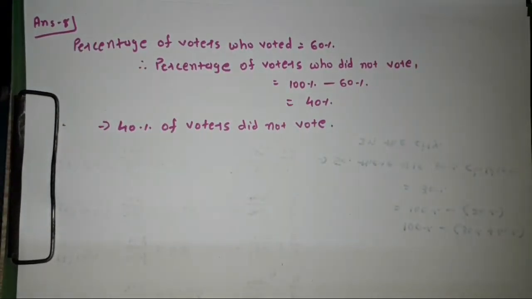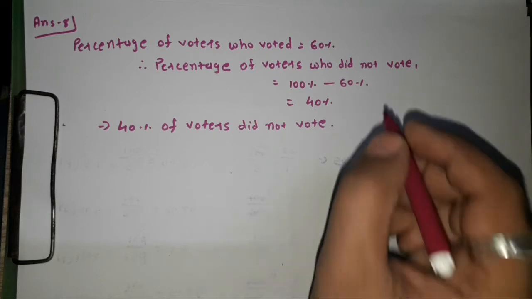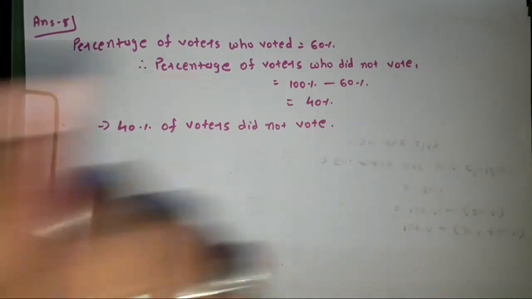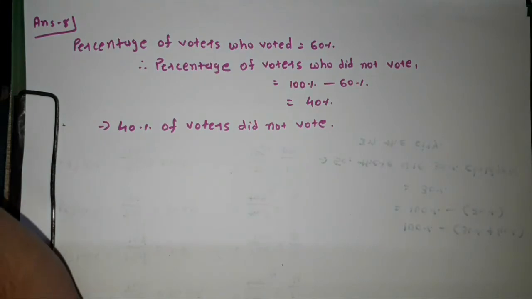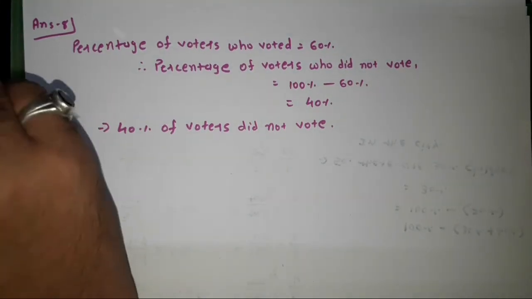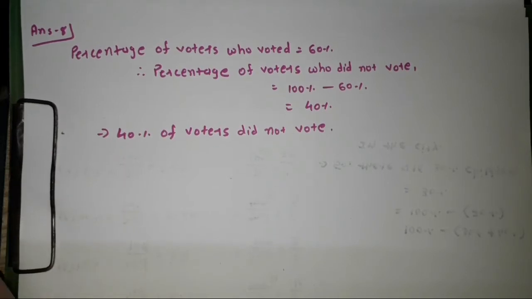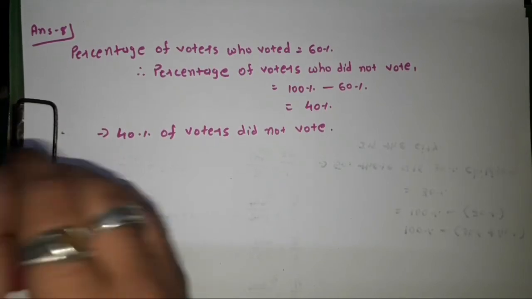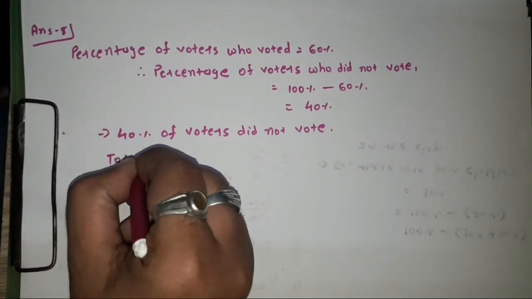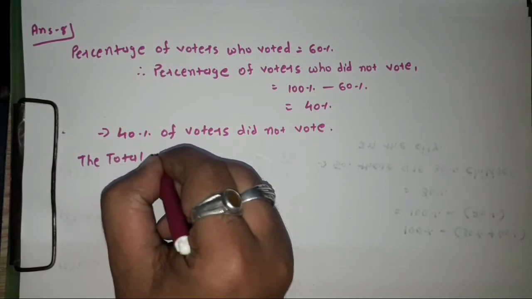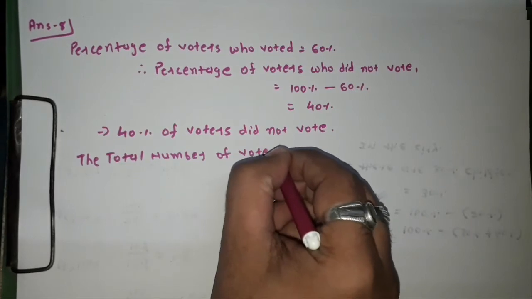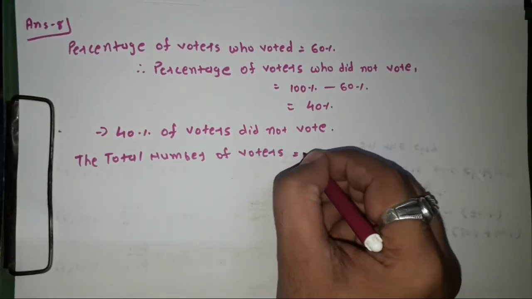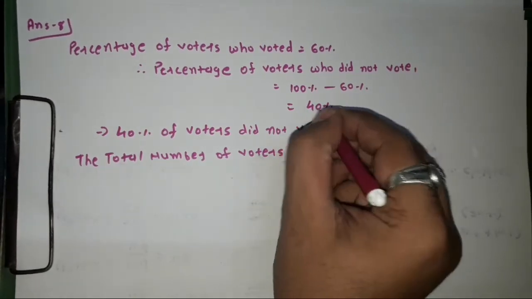Now what we have to find? Now we have to find how many voters did not vote. For that, we now know the percentage of voters who did not vote, and we know the total number of voters, which is 15,000. So as we did in question number 4 in exercise 8.4, the same method we have to apply. Here first I can write that the total number of voters is 15,000. From that, 40% didn't vote.